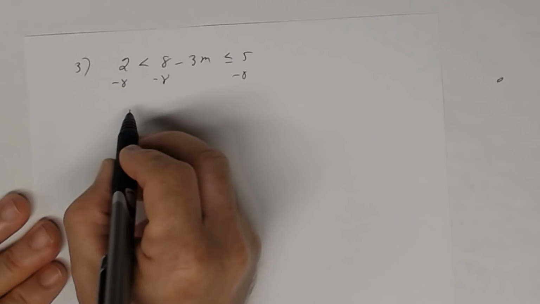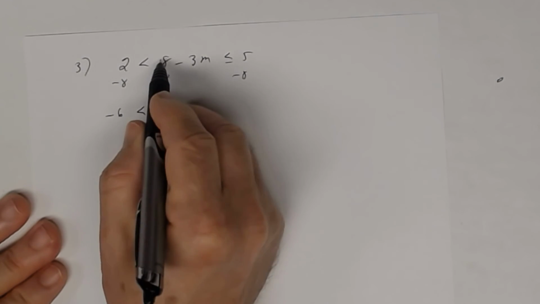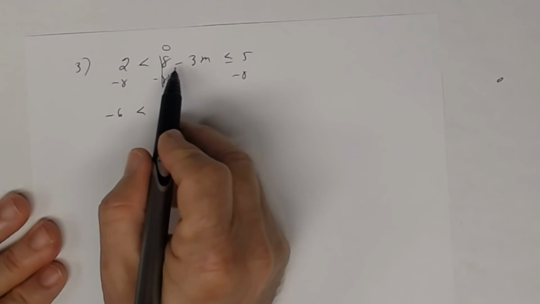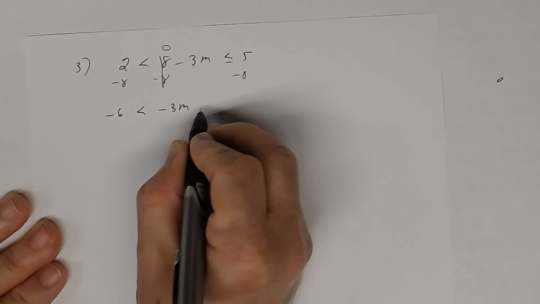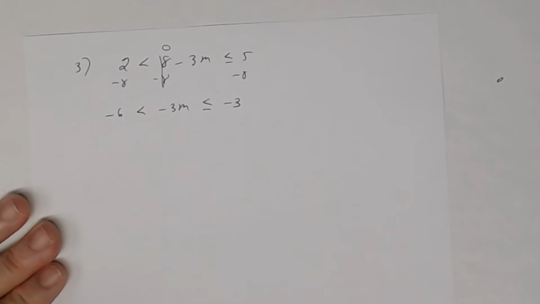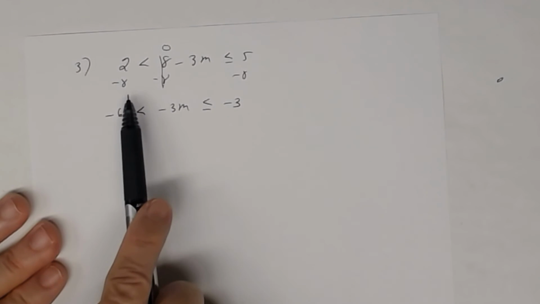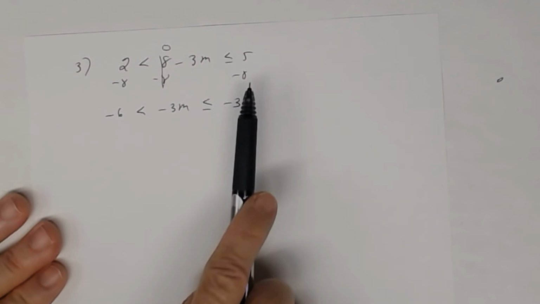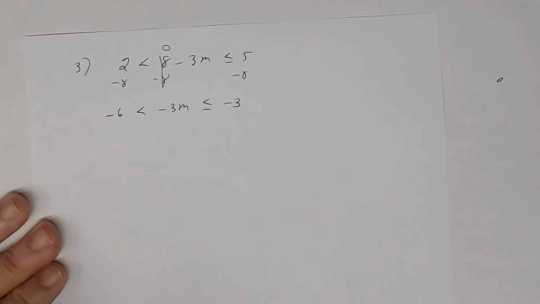Okay? 2 subtract 8 is negative 6, is less than 8 subtract 8, 0, and negative 3m is negative 3m. It's less than or equal to, and then 5 subtract 8 is negative 3. So everything you write must be mathematically correct. If you say subtract 8, you better say subtract 8 on the left. You better say subtract 8 on the right.